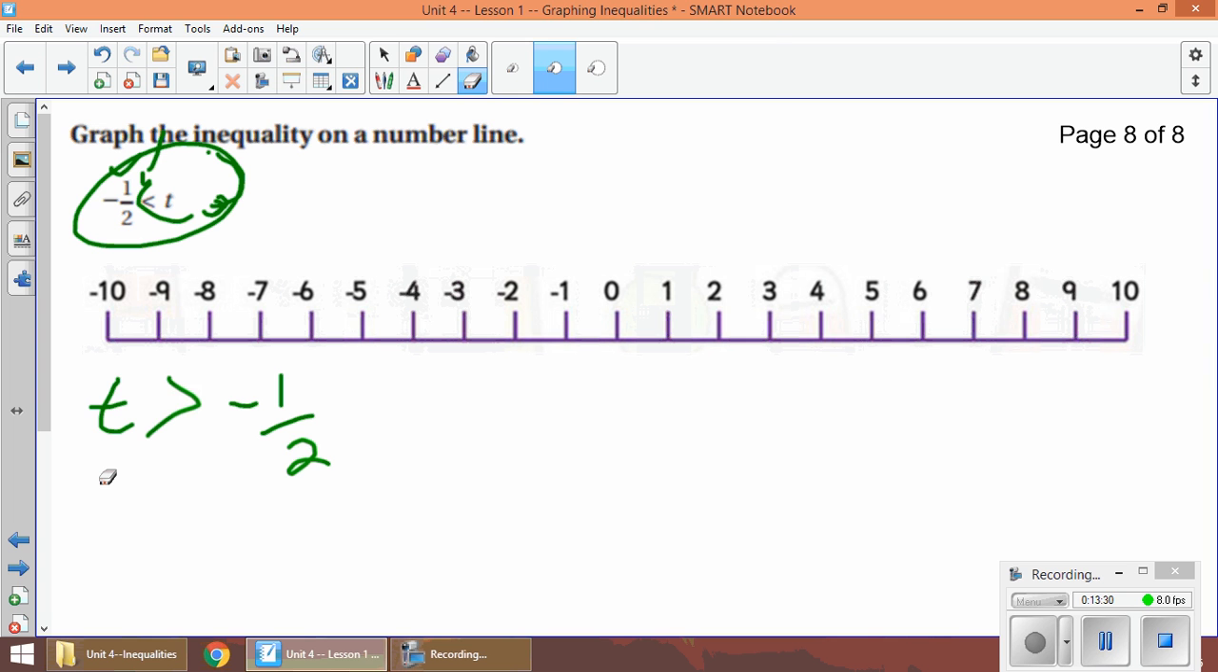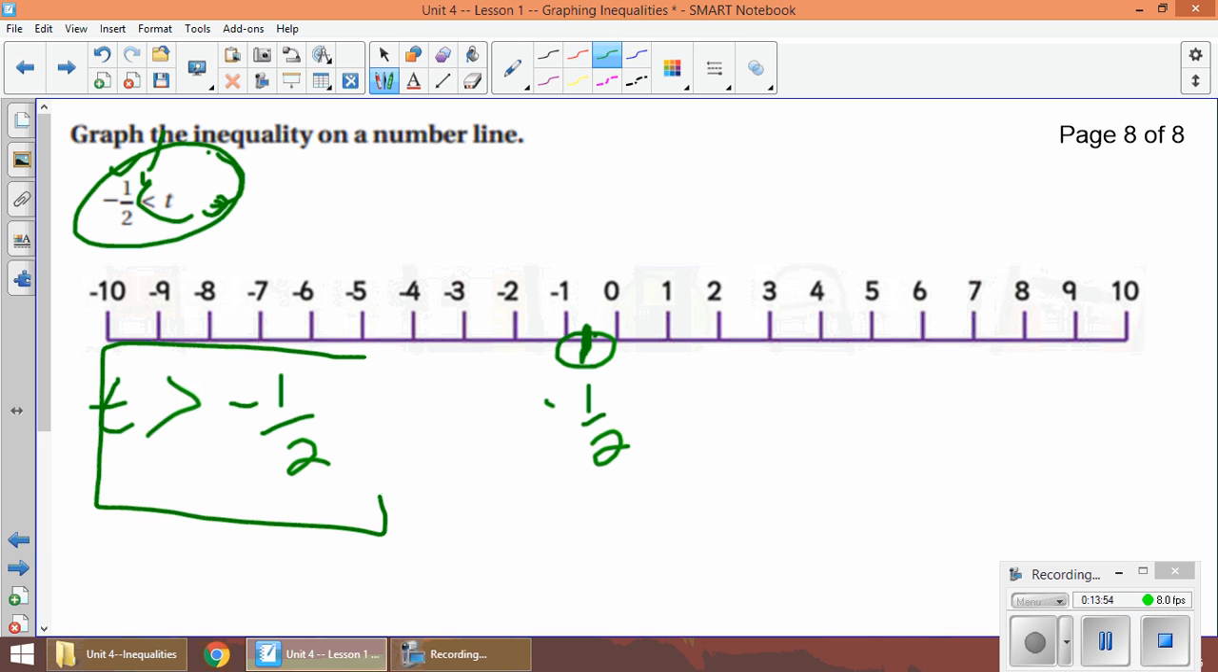So t has to be bigger than -1/2. So -1/2 is between 0 and 1, it's right here. Since it's just greater, we're going to use an open circle. It's -1/2. All right, here we go. So t must be greater than -1/2. So greater means we go to the right.